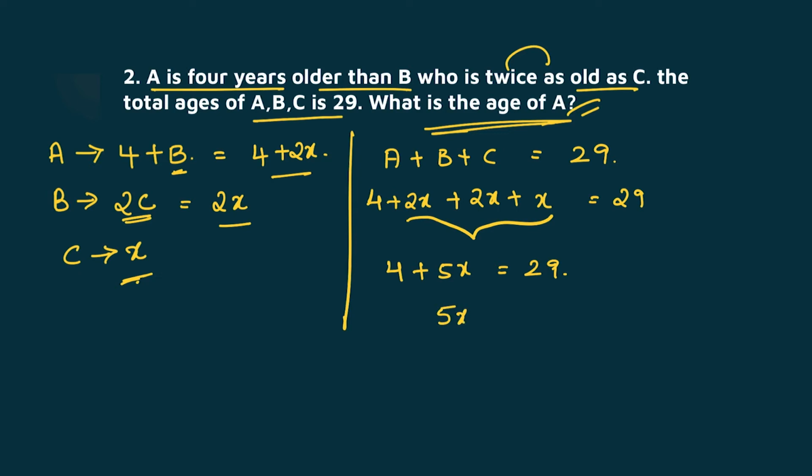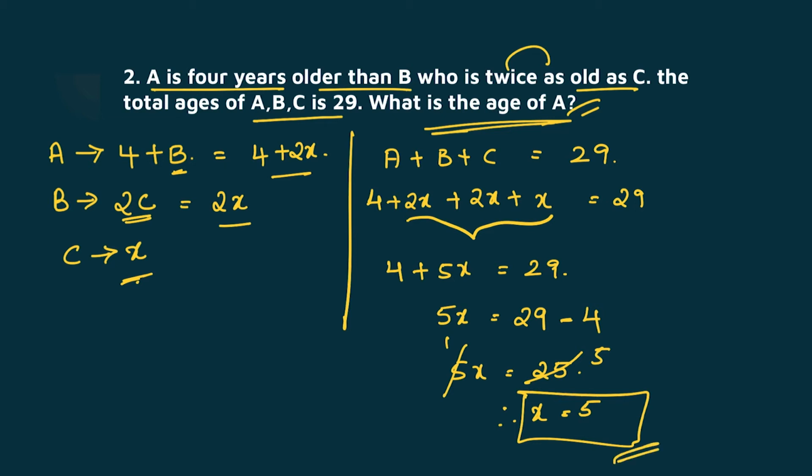So put x on one side and constants on the other side. 29 minus 4. So therefore 5x is equal to 25. 5 ones are 5, 5 fives are 25, and therefore the value of x is equal to 5.